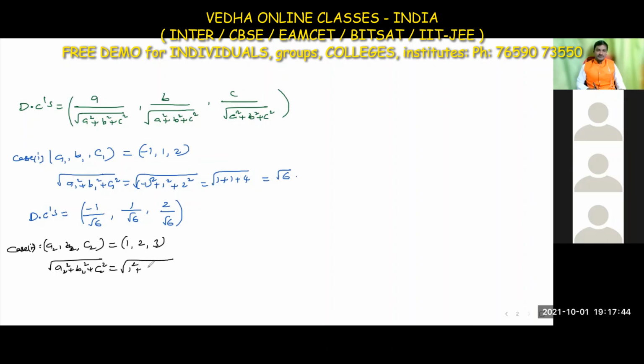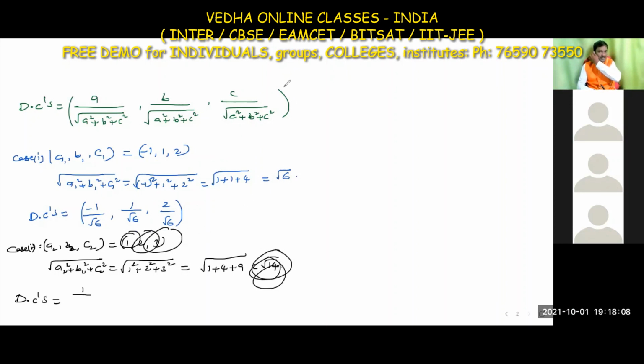It is under root of 1 square plus 2 square plus 3 square. 1 square is 1, 2 square is 4, 3 square is 9. That is 14, which means root 14. Very simple: first value by root 14, second value by root 14, third value by root 14, like that, A by, B by, C by. So 1 by root 14, 2 by root 14 and 3 by root 14.